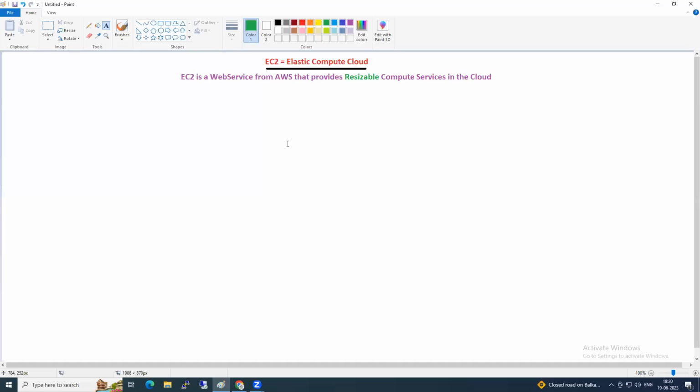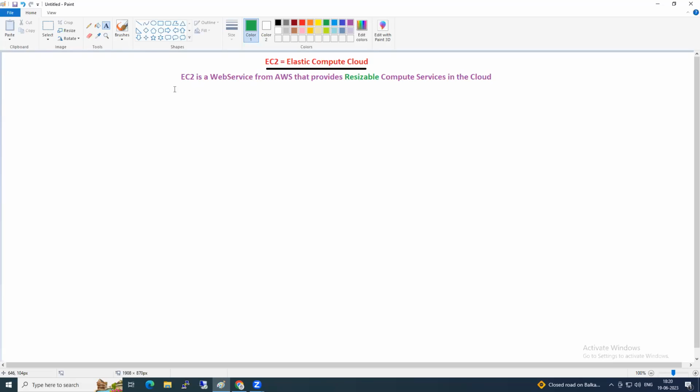Resizable meaning, can you launch as many EC2 instances as you want? Yes, you can launch. Can you increase the number of instances? Can you decrease the number of instances? Can you increase the capacity of the instances? Can you decrease the capacity of instances? That is called resizable. Resizable meaning anytime, anyhow, you can go and do it.